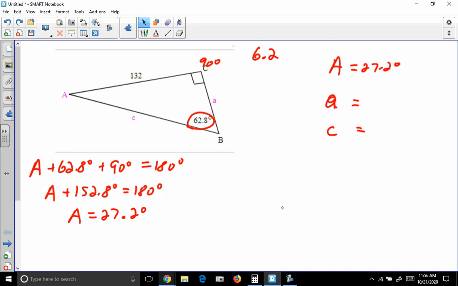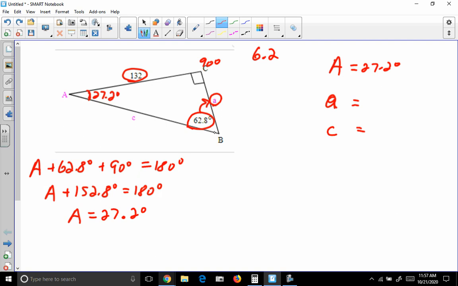So now let's say side A. We want to use one of our angles. It could be the 27.2 degrees, or it could be the 62.8 degrees. I'm going to use the one that was given, just in case I subtracted wrong to get angle A. And then side A that we're looking for is adjacent to 62.8. The side that we know, side B, is 132.